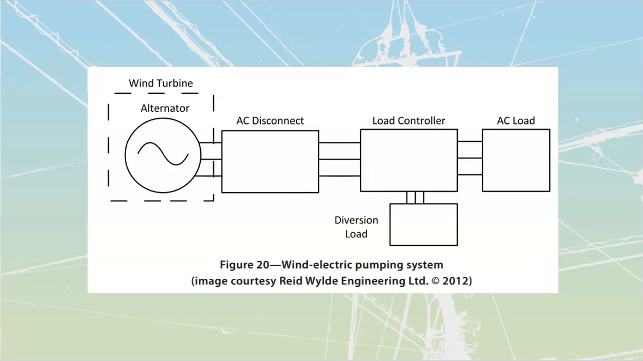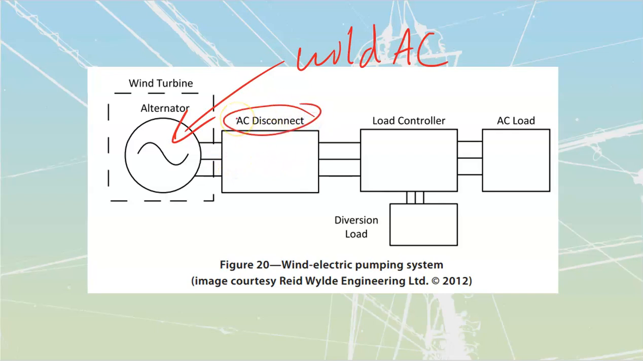In this case over here, they're showing that we have a wind turbine. It is going to be generating wild AC because we are not going to be regulating the speed or the voltage. The faster the wind blows, the higher the frequency and voltage; the slower, the lower. We need to go through a disconnect. From the disconnect, we are then going to go down to a load controller.